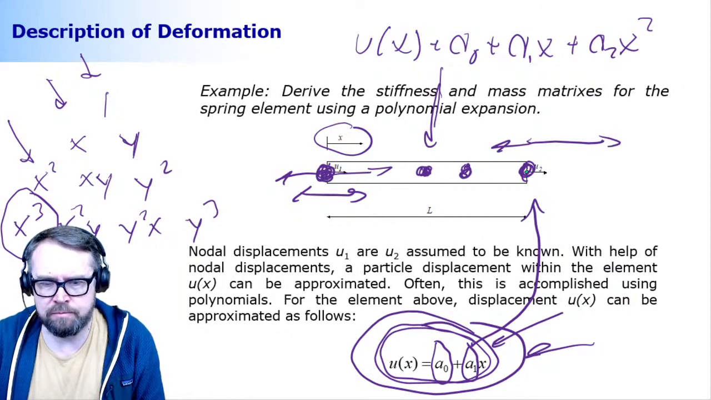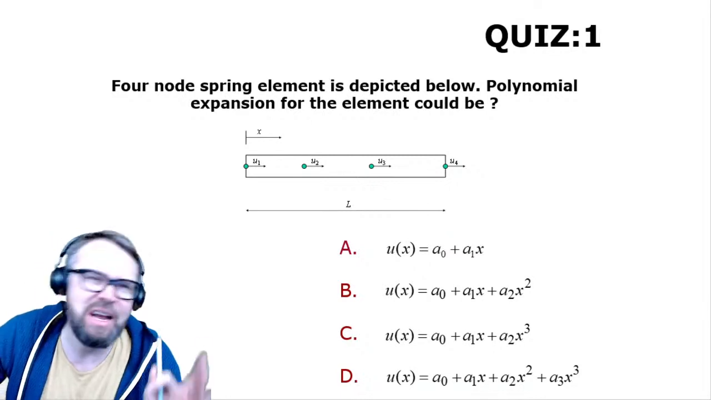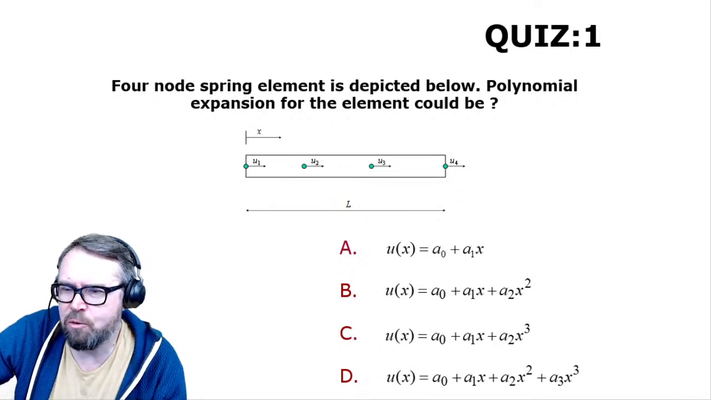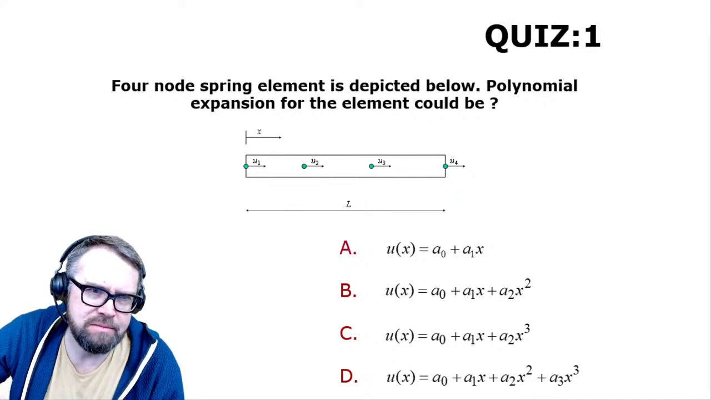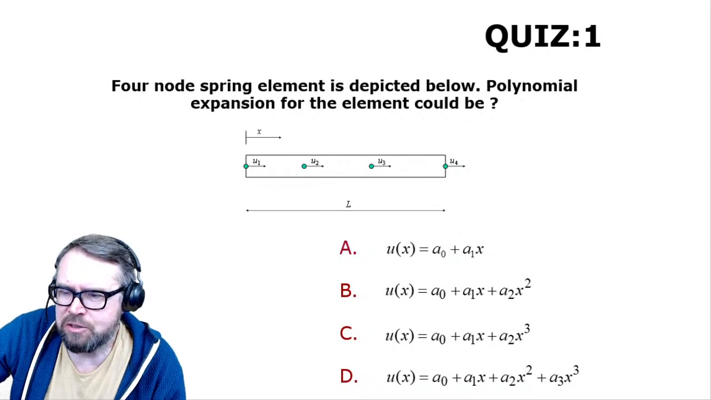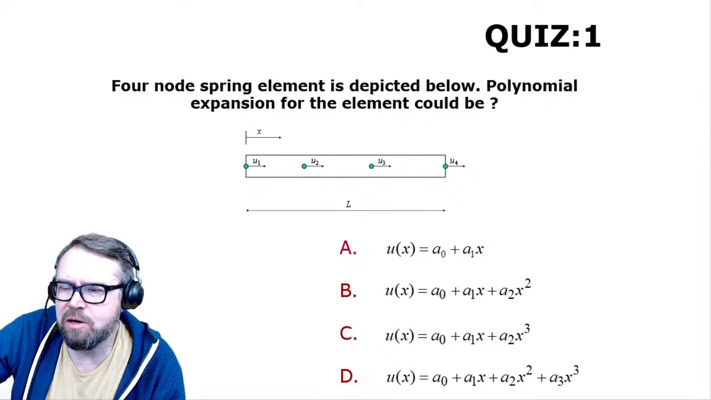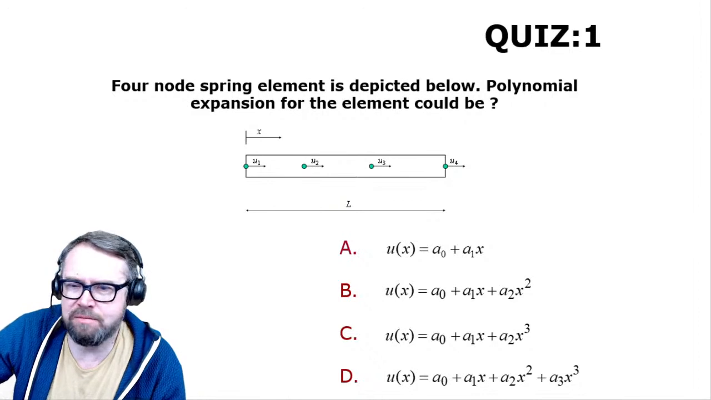Here's my first in-class quiz. A four-node spring element, read it as a line element, is described below. The polynomial expansion for the element could be, and now only one is correct. How can you select the correct one? You need to take a look at the number of nodal degrees of freedom, and that tells you how many unknown polynomial coefficients you can have. And with that, the game is on.